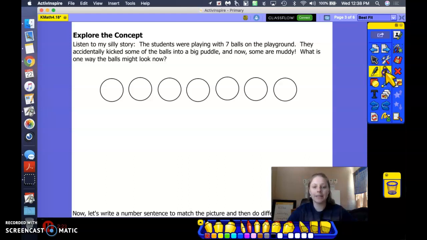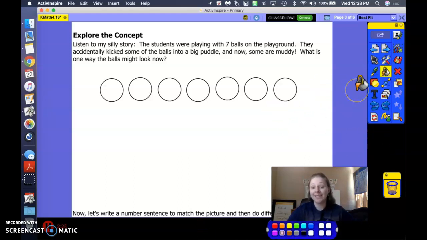All right, here is my story for today. There were 7 balls on the playground. They accidentally got kicked into a big puddle. Now some of them are muddy. What is one way that the balls could look? So all together we have 1, 2, 3, 4, 5, 6, 7. Let's think of a number between 1 and 7 and put some brown on that ball to represent that it fell in the mud. Let's try 3.